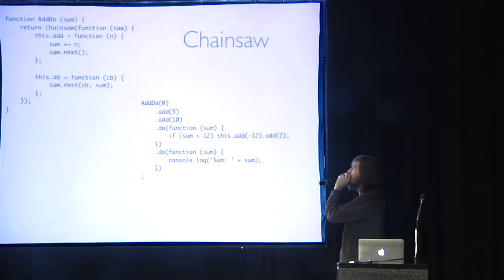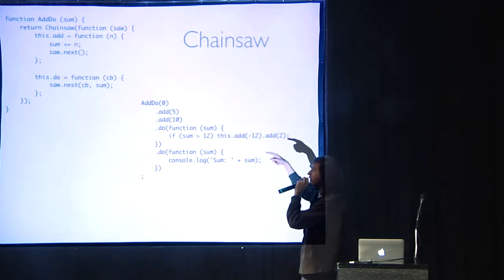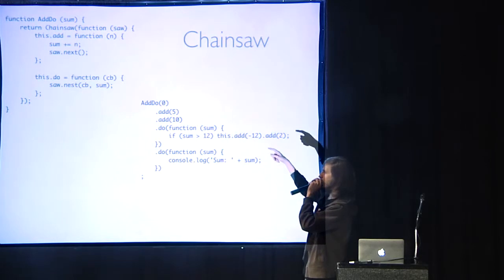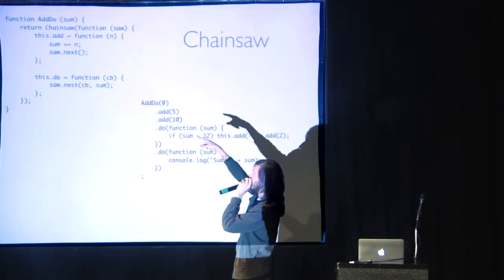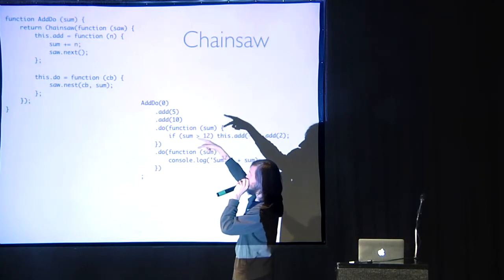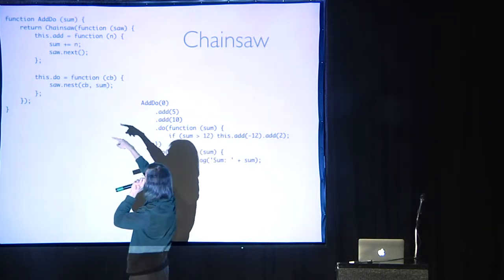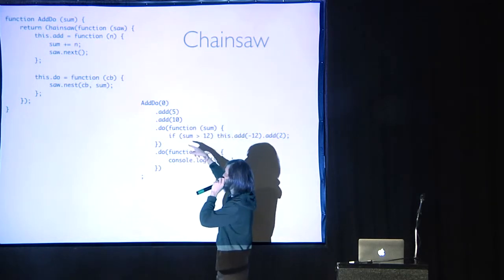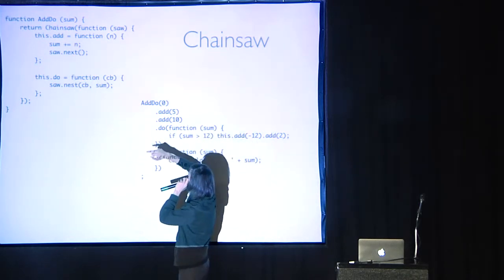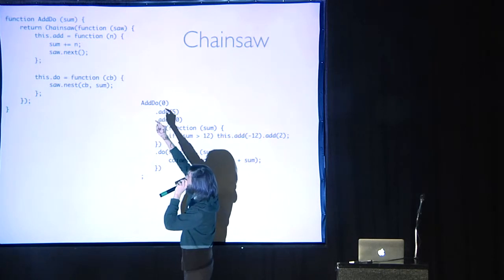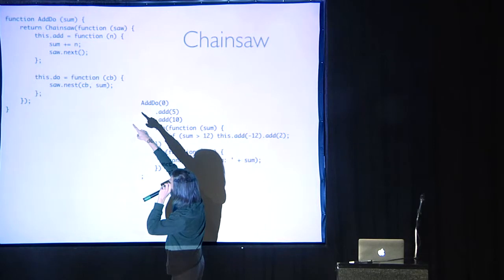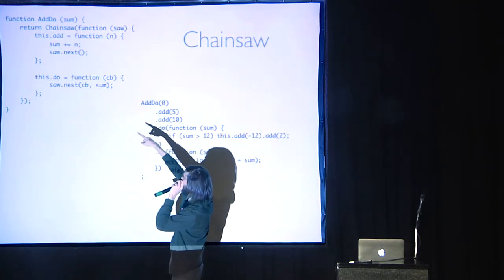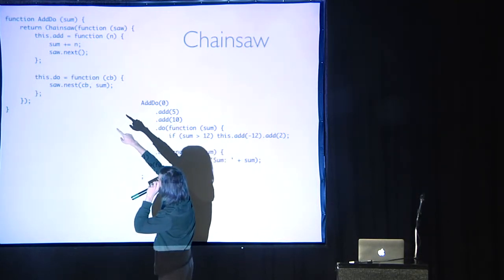All right, Chainsaw. This is a really cool module. I actually built my module using Chainsaw. It's for creating modules, so you can use flow control in your module when you create it. This is an example of a function called addDo, and it has two methods, add and do. And over here is an example of it at work. You instantiate addDo with a zero, so it sets your sum up there to zero, and then you add 5, and it does sum plus equals n, so it adds 5 to it, and then it goes to the next one.